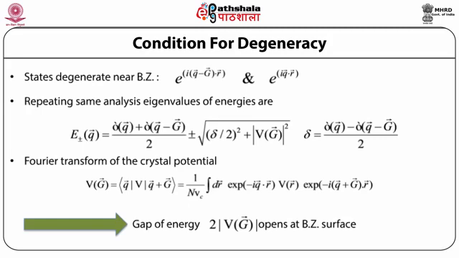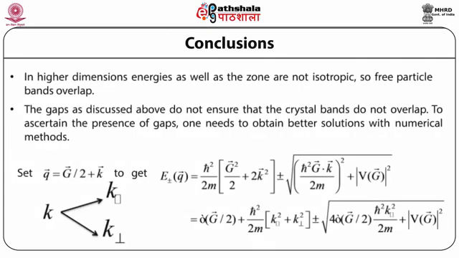Here Vg is the Fourier transform of the crystal potential. That is, Vg is written like this: 1 divided by N Vc integral over the whole volume exponential minus iq dot r V(r) into exponential minus i(q plus g) dot r. The above equations imply that at the Brillouin zone surface, a gap of energy 2 modulus of Vg is opened. Since the Brillouin zone is made up of such planes where degeneracies of free particle energies occur, such gaps are opened up all along the surface of the zone.